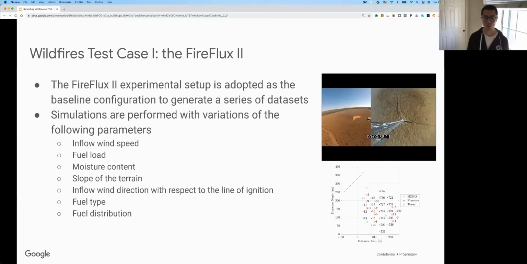Based on this, we perform a series of parametric studies, including all the parameters listed below here, to generate datasets for machine learning, to train machine learning models, and also to study the behavior of the fire in detail scientifically. Some of the parameters we included are the inflow wind speed, the fuel load, moisture content, the slope of terrain, the inflow direction with respect to the line ignition, and also the fuel type and distribution.